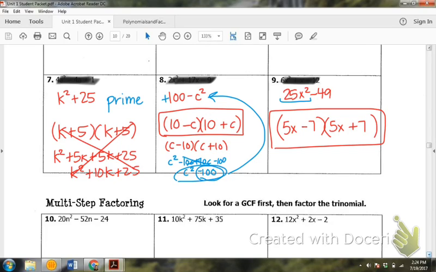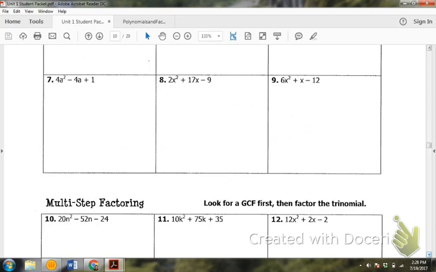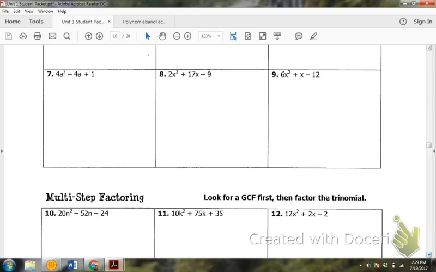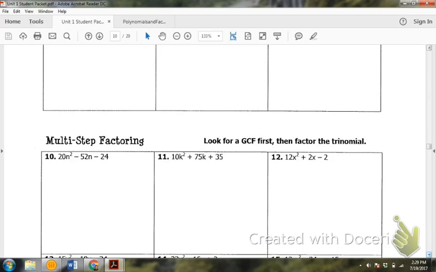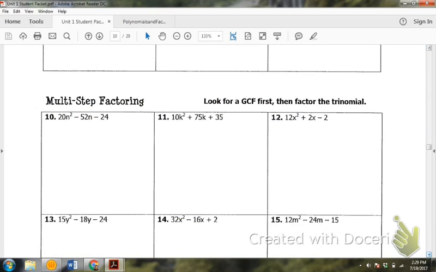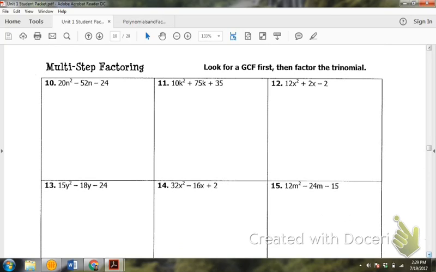Okay, go down to number 10. Number 10 is going to be 4h squared minus 64g squared. 4h squared minus 64g squared.